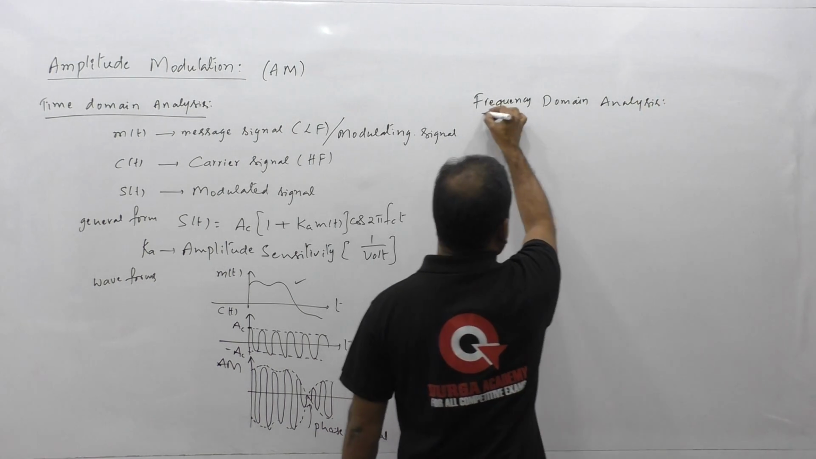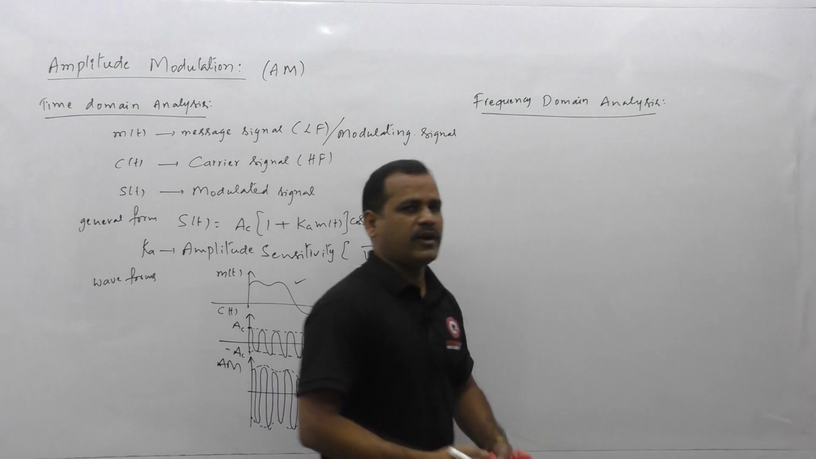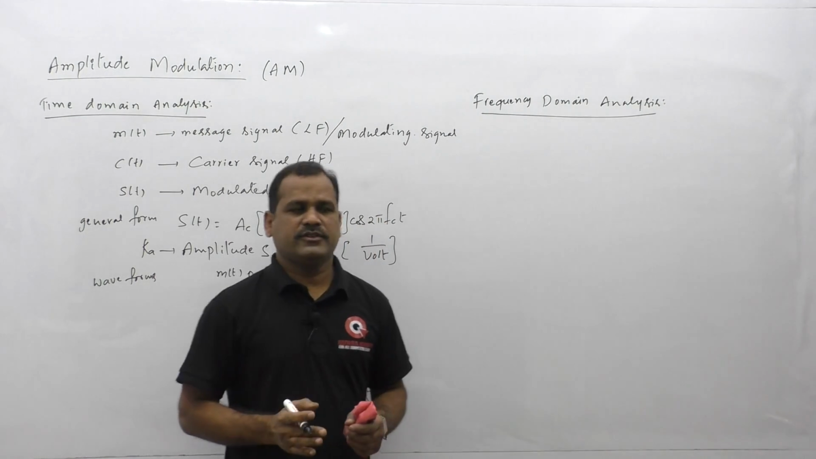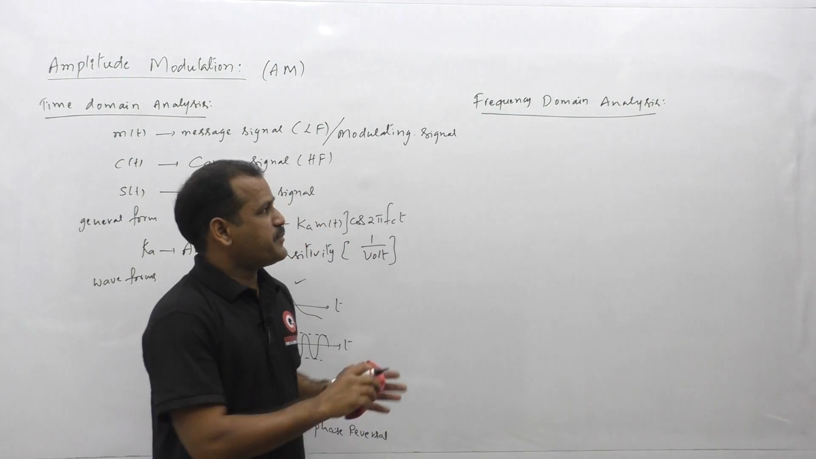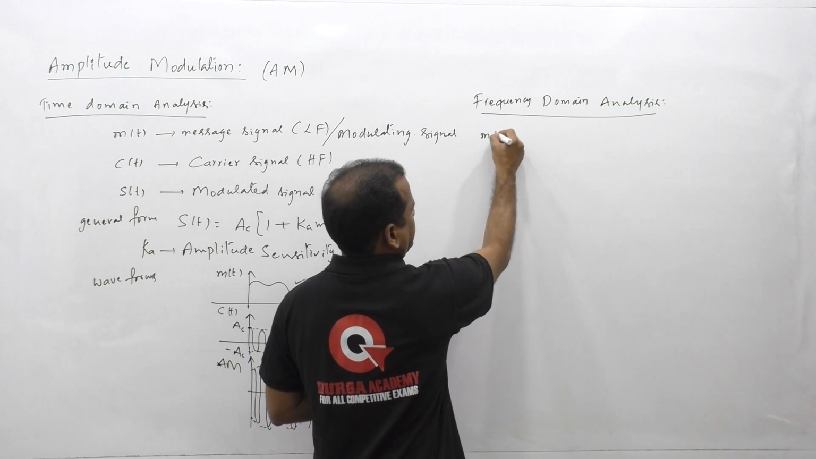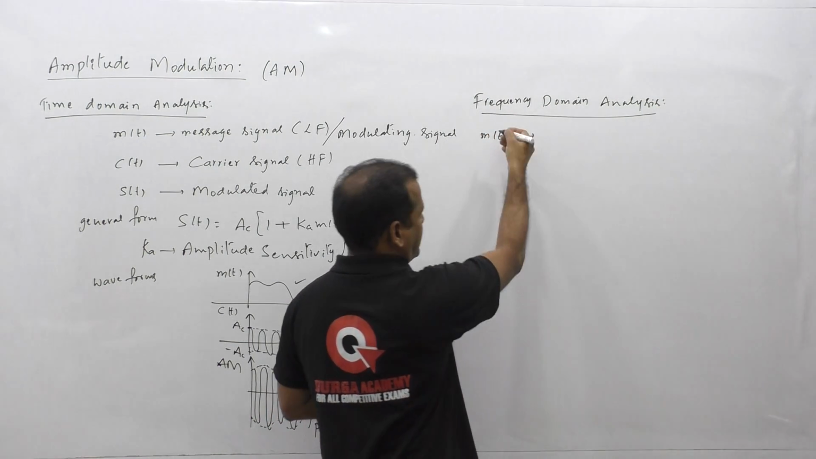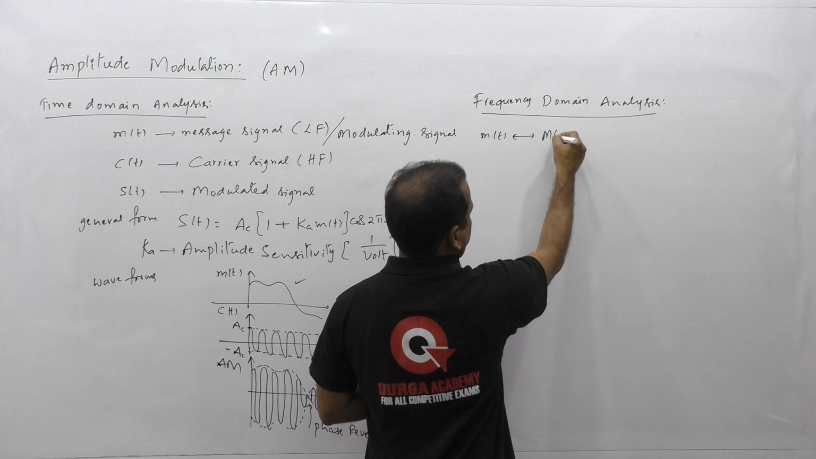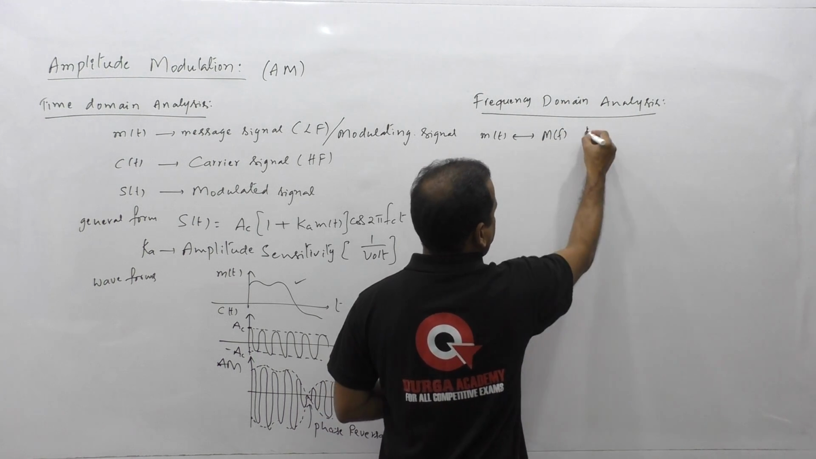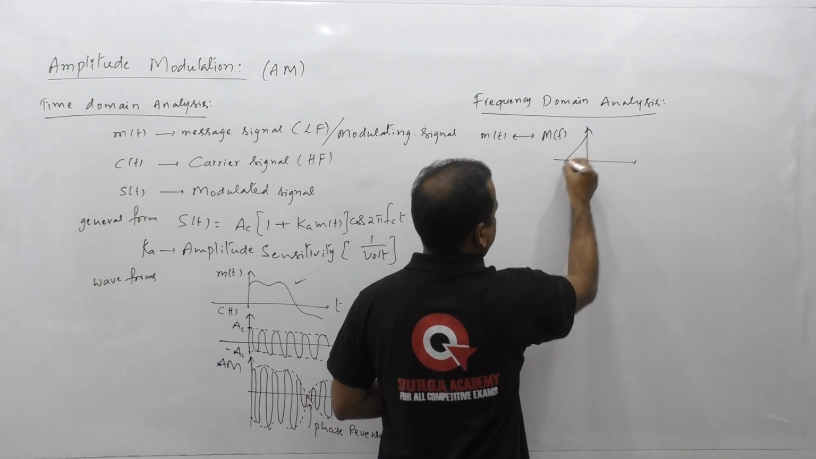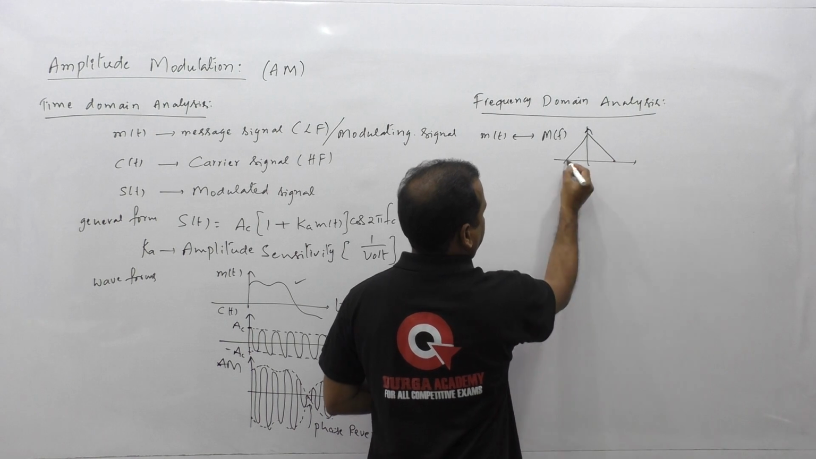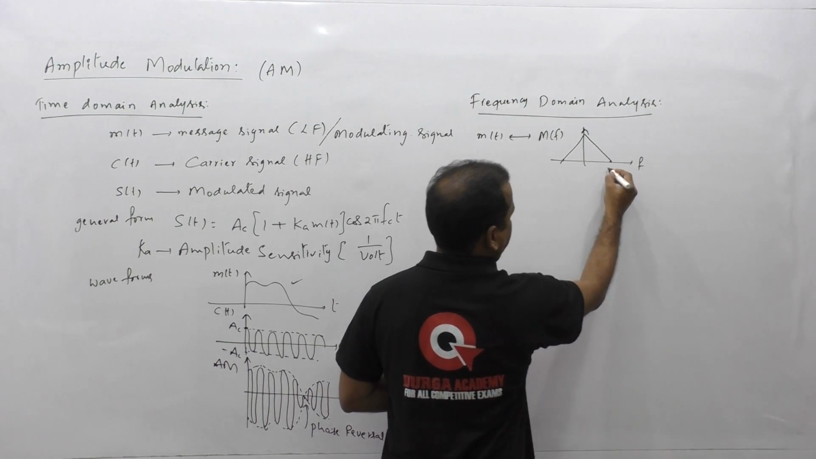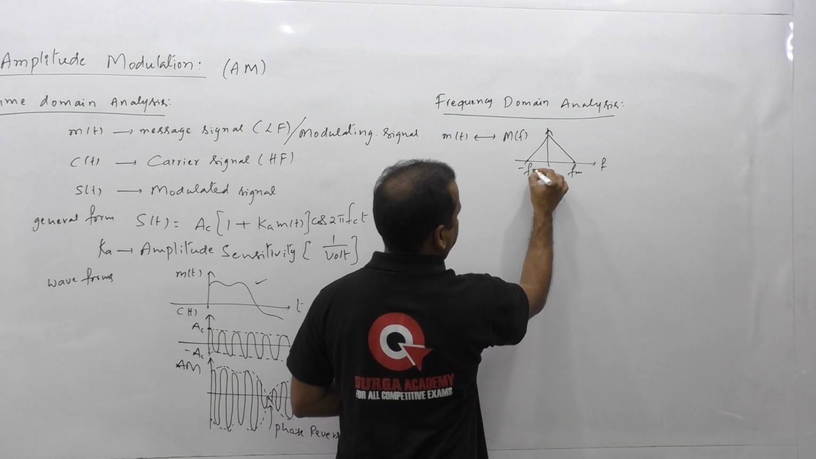To consider the frequency domain analysis, we need to have the Fourier transform knowledge. So let us consider that the message signal m of t is an arbitrary signal, as said, so that m of f, I am considering an assumed spectrum with highest frequency component some fm here.